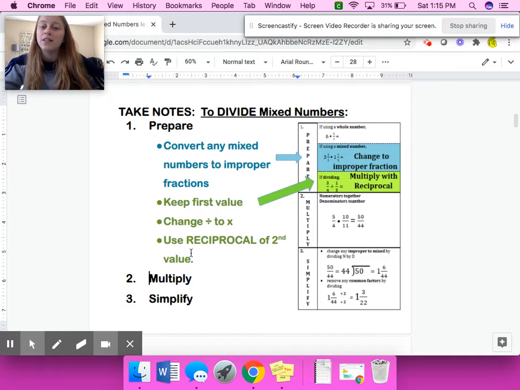Go ahead and make sure that you have this written either on your handout, if you could find your handout, or if you couldn't, you need to write it down in your notebook.